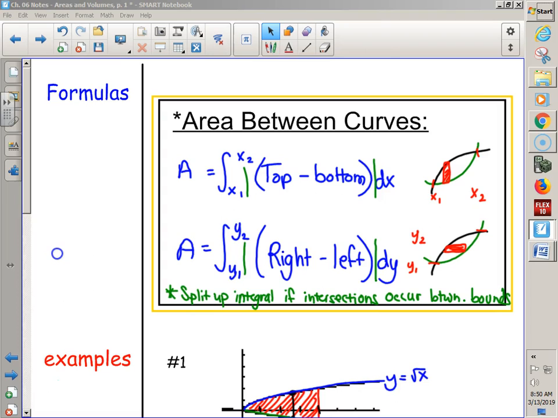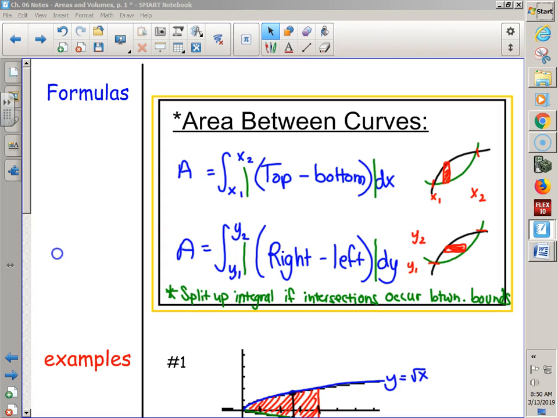The first one says top minus bottom, which is all that we've been seeing, a top curve and a bottom curve. Everything is in terms of x. An x bound to the left, an x bound to the right, a function in terms of x's minus a function in terms of x's. Booyah! But what else do you see could be necessary?